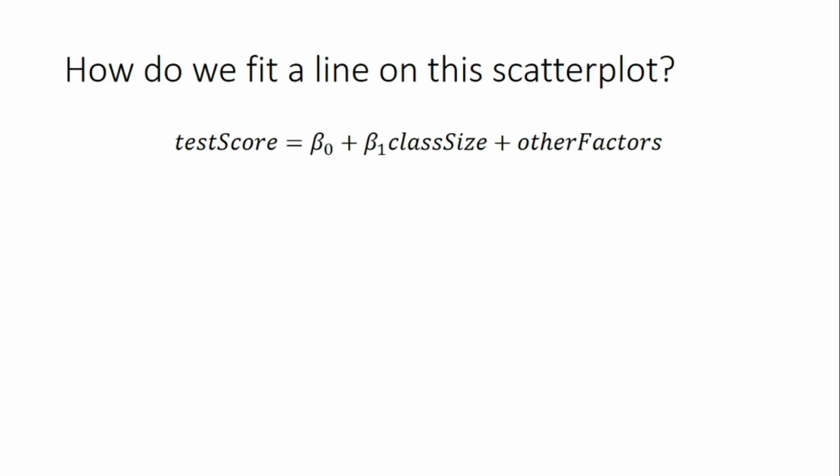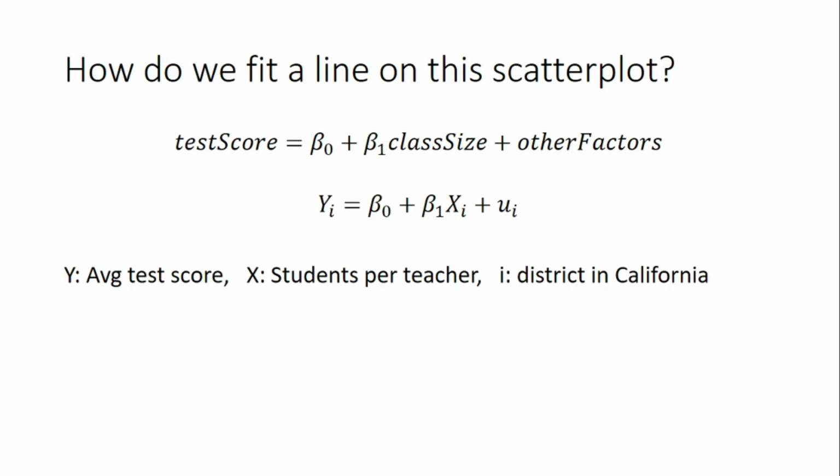We know that a line has a simple form. It is usually of the form y is equal to the intercept with the y-axis plus the slope times the independent variable. And this is what we have up here. Our independent variable is the class size, the students per teacher. Here we have the output variable, the test score. This is what we would like to increase as much as possible.